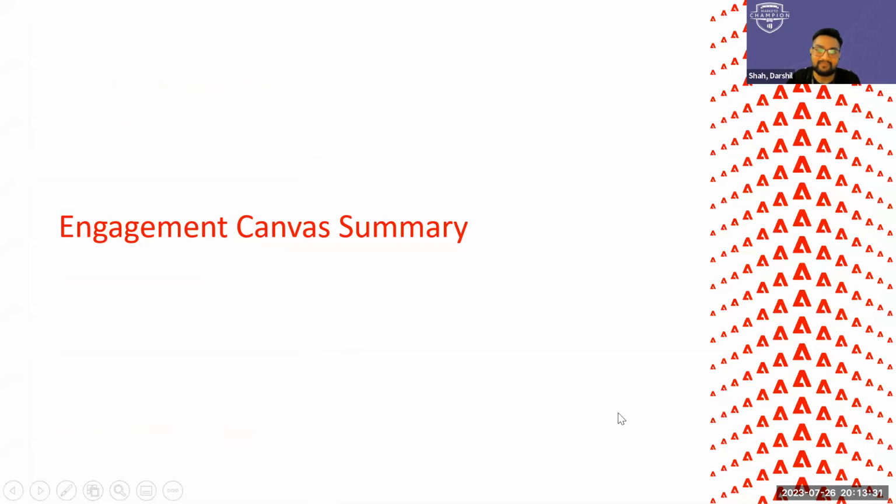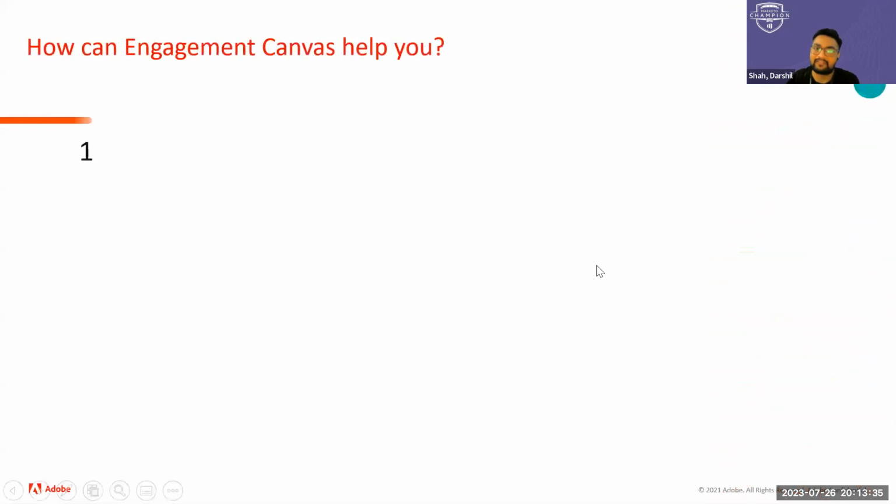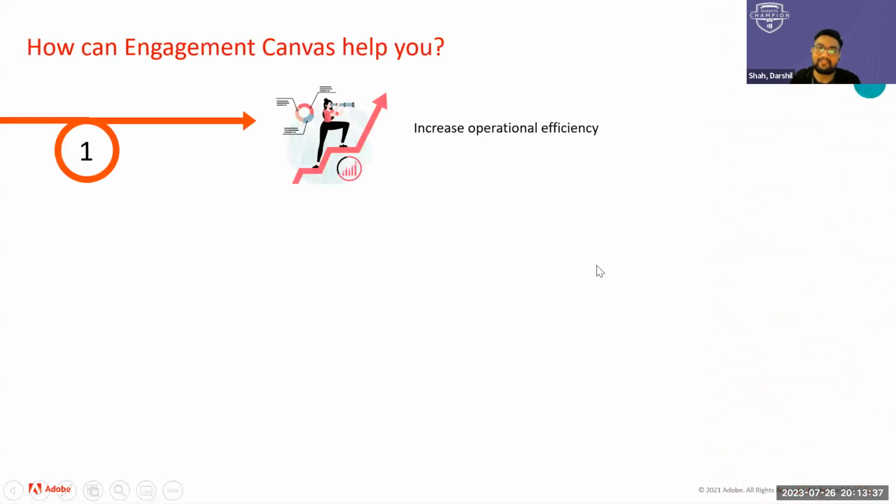So let's head over to a quick summary of the things that we discussed. Summarizing how engagement canvas can help you: engagement canvas can help increase operational efficiency. On a day-to-day basis as Marketo users, we build a lot of Marketo campaigns, and this can help you increase the operational efficiency.